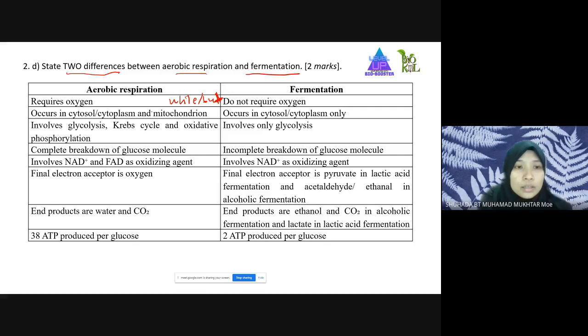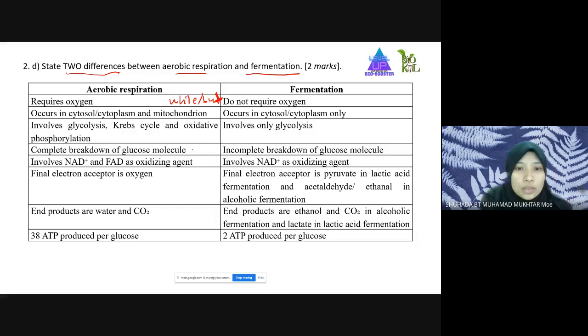Okay, and then another difference here is about where it occurs. Okay, so here aerobic respiration occur in cytoplasm and mitochondria. So you need to mention both. While fermentation occur in cytoplasm or cytosol only. Okay, next involvement of the process. So process yang involved ialah glycolysis, Krebs cycle, and oxidative phosphorylation in aerobic respiration, while glycolysis only in fermentation.